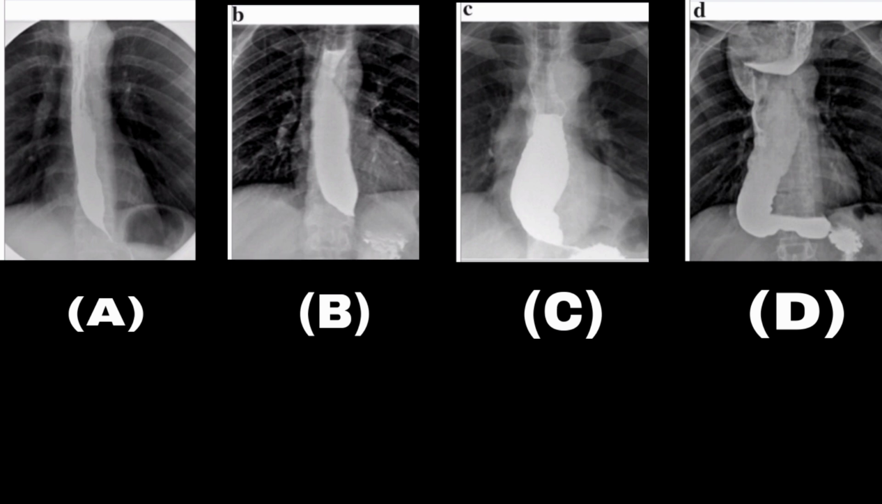So out of these 4, which one shows a sigmoid shape of the esophagus? Can you mark it out? Yes, option D. X-ray D shows the sigmoid shape of the esophagus, and hence it marks stage 4 achalasia. So I hope it is clear.